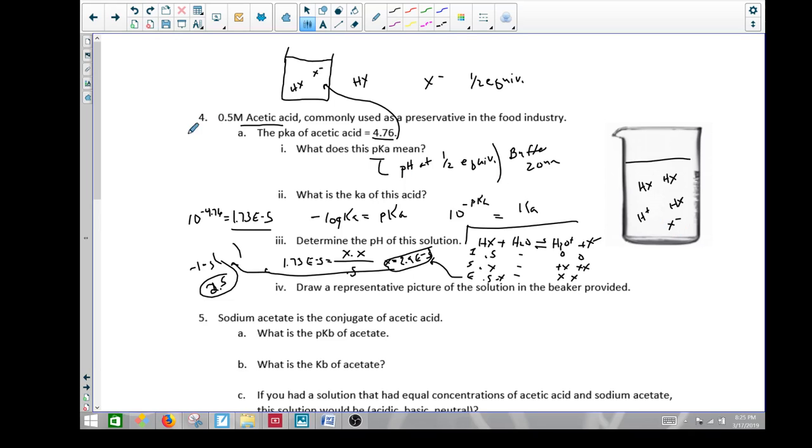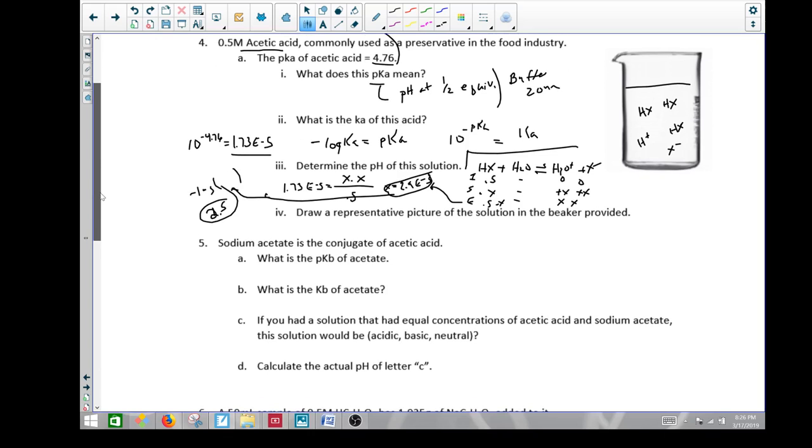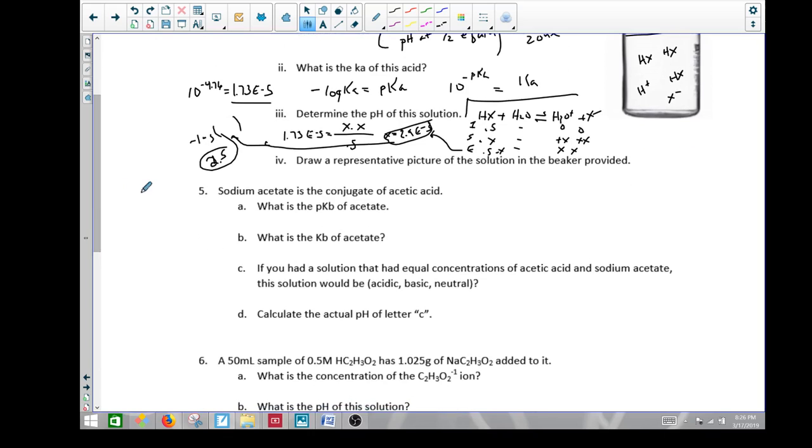All right, next we have sodium acetate, which is the conjugate of acetic acid. What's the pKb of acetic acid? Remember, sodium acetate is NaC2H3O2, and then we have HC2H3O2. This is the acid, and this is its conjugate base. Just so you know, this is a weak acid, and its conjugate base happens to be a weak base. So let's determine the pKb.